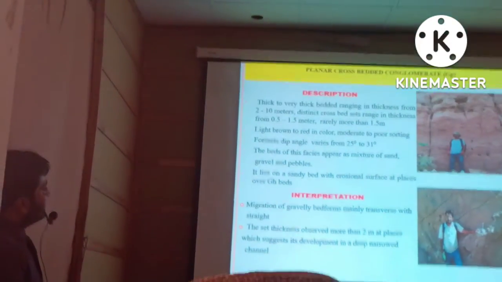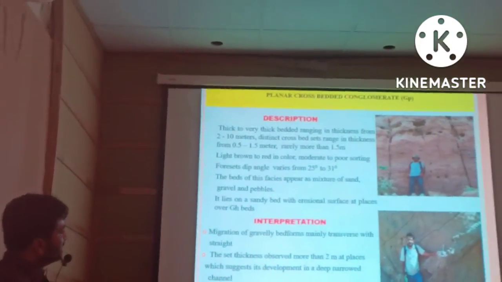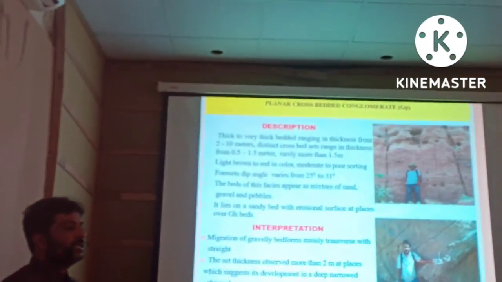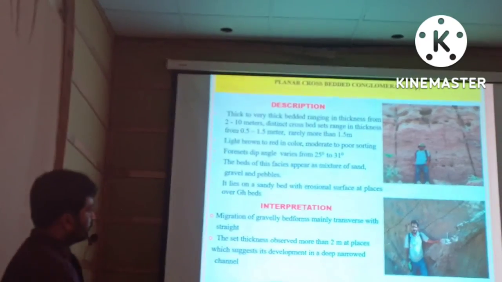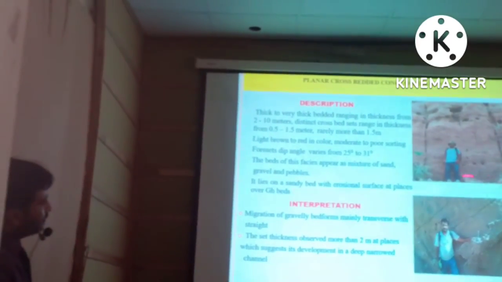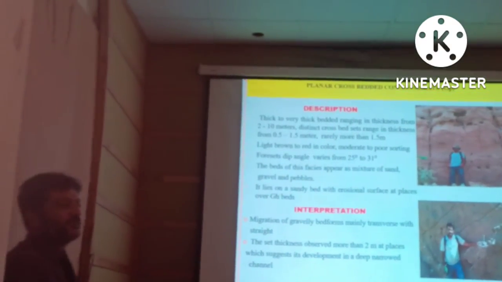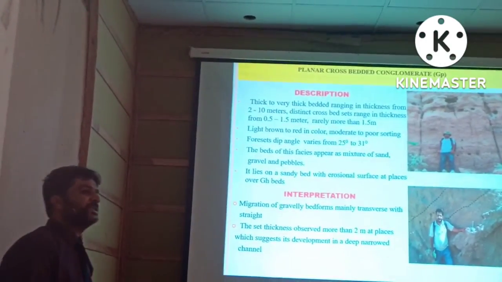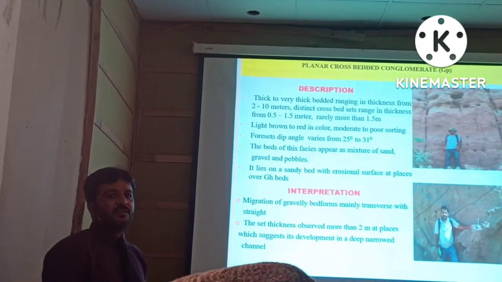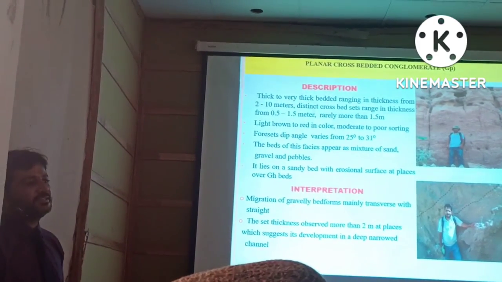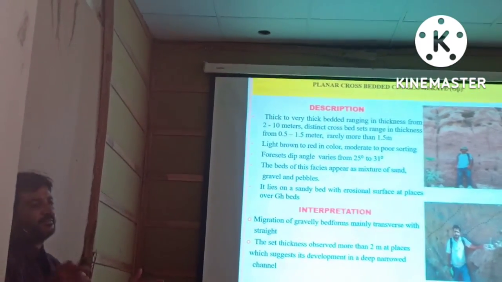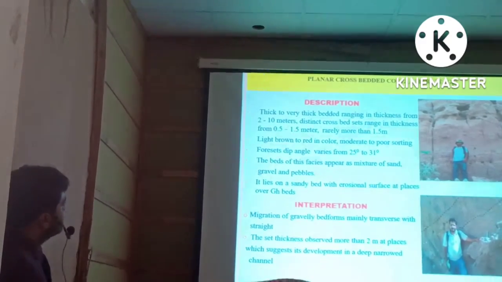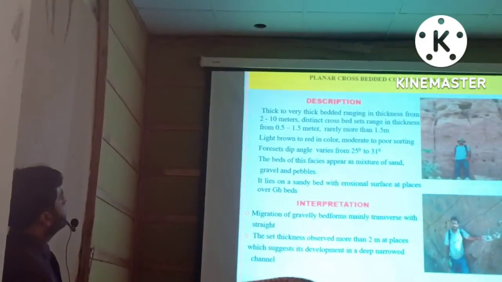The set thickness observed, which is at places more than 2 meters, suggests development of these facies in deep and narrow channels. Such kind of sets, as you can see, which are more than 1 meter in thickness, indicate that these were deposited in deep conditions. They were supported by high energy flows, and the channels were narrow in these conditions while these facies were being deposited.